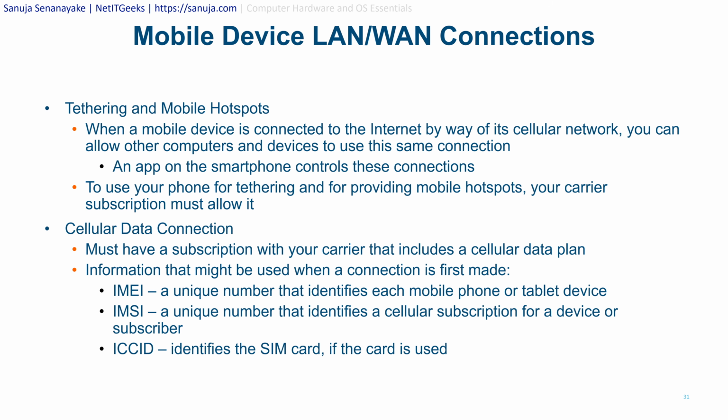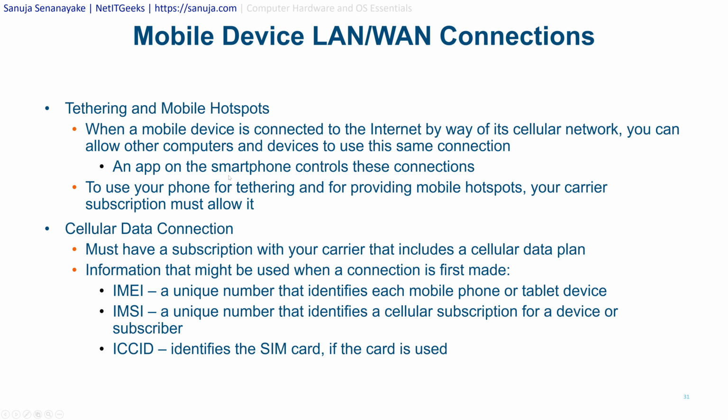Tethering and mobile hotspot is the next item that we're going to look into in detail. When a mobile device is connected to the internet by way of a cellular network, you can allow other computers and devices to use this same connection. An app on the smartphone controls these connections. To use your phone for tethering and for providing a mobile hotspot, your carrier subscription must allow it. It is a type of service that has to be supported by your service provider, because it can be blocked or locked by your service provider depending on your service plan, and where you live.